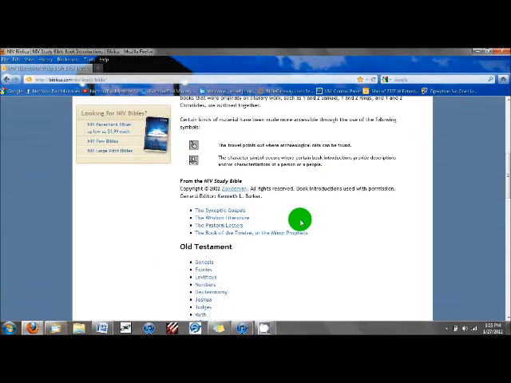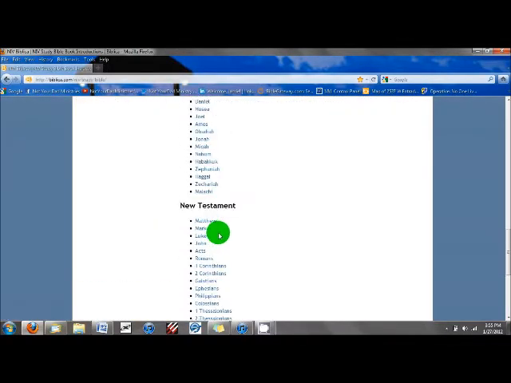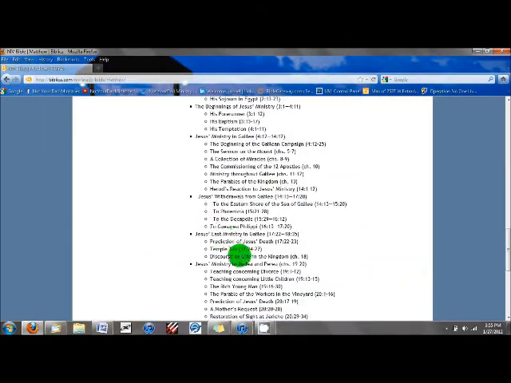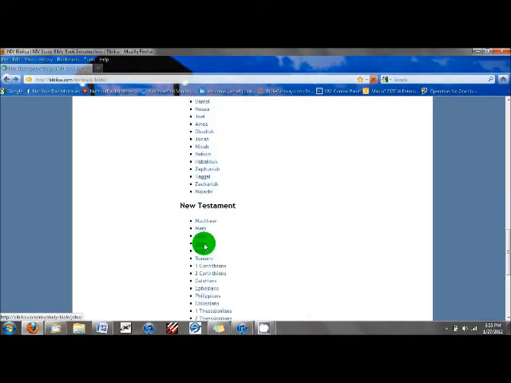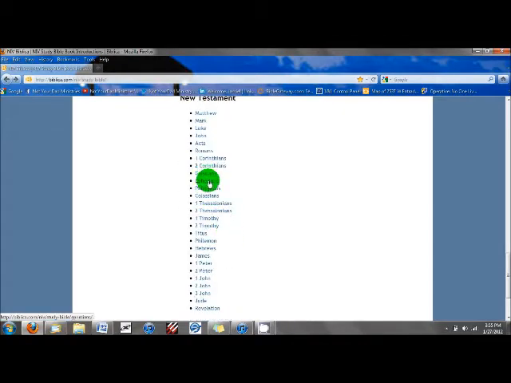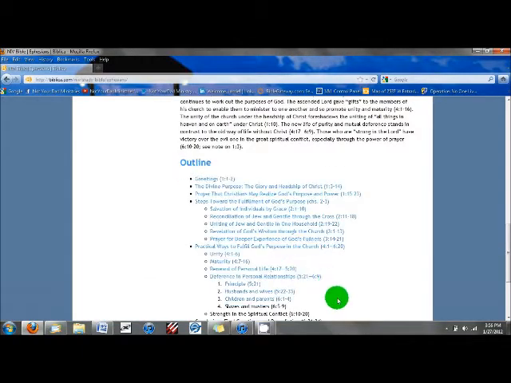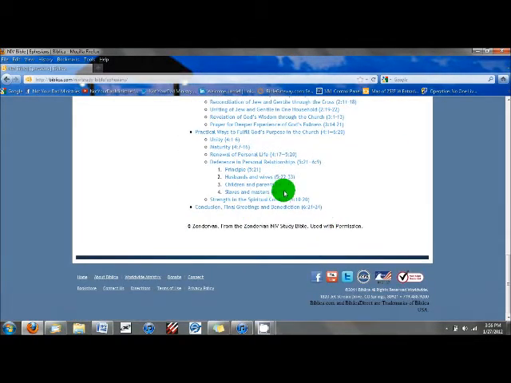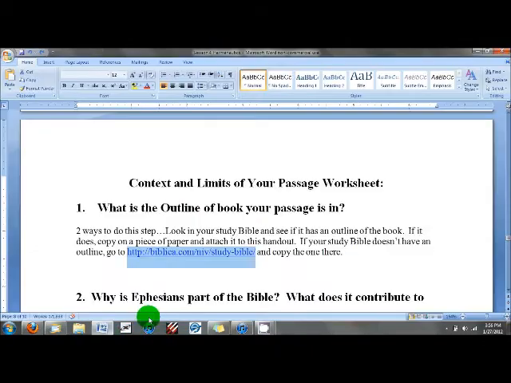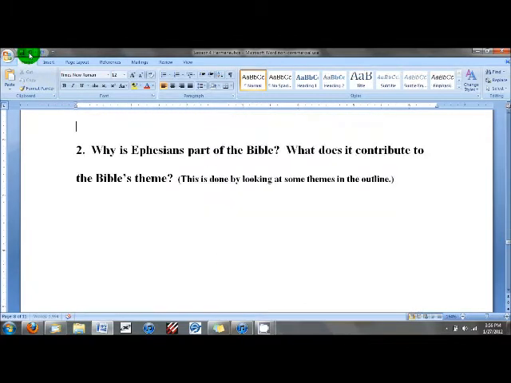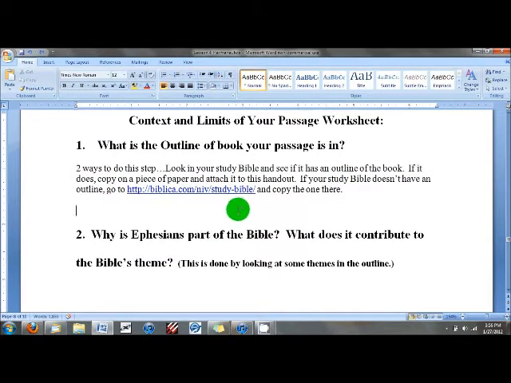Once you're here, you scroll down, and you're going to see Old Testament books, New Testament books. Say it's Matthew. It'll show you here the outline of Matthew. My passage isn't Matthew, so we're going to go back and hit Ephesians. Here it tells you the outline of Ephesians, so you just highlight it, copy it, go back, and paste. Now, like I said, I'd prefer you used a study Bible, but if your study Bible does not have it, then there's another excellent way to do it.